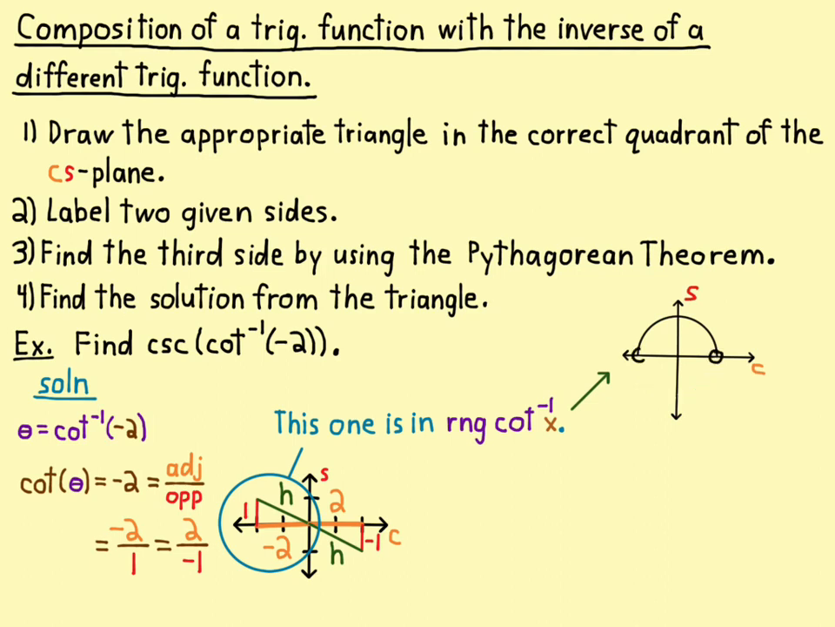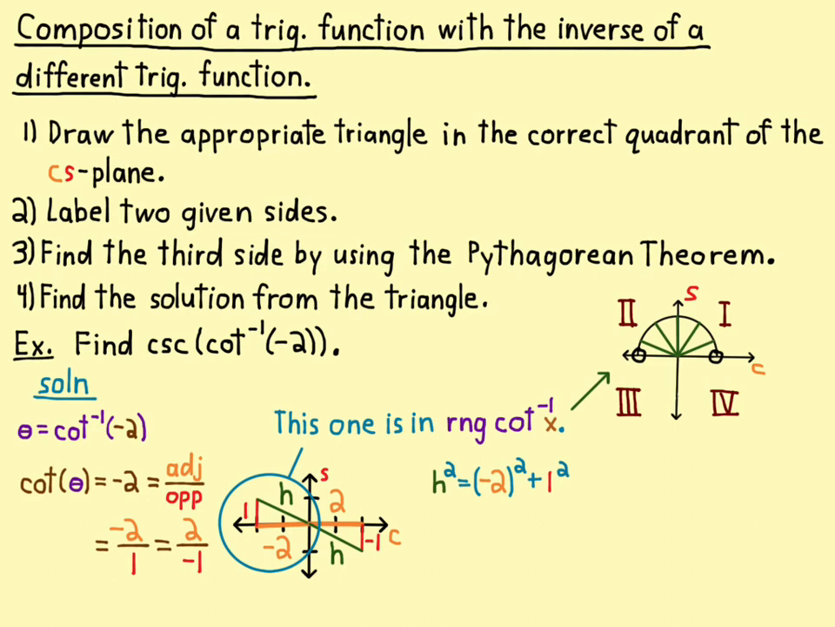So remember, this was the picture that I had a few videos back of the range of the cotangent inverse. These are really good to remember, these little pictures. So it has to be in the upper half plane. It has to be up here, quadrant 1 or 2. It can't be down here in quadrant 4. So it has to be this one. That's in quadrant 2. Okay, so I know which triangle it's going to be.